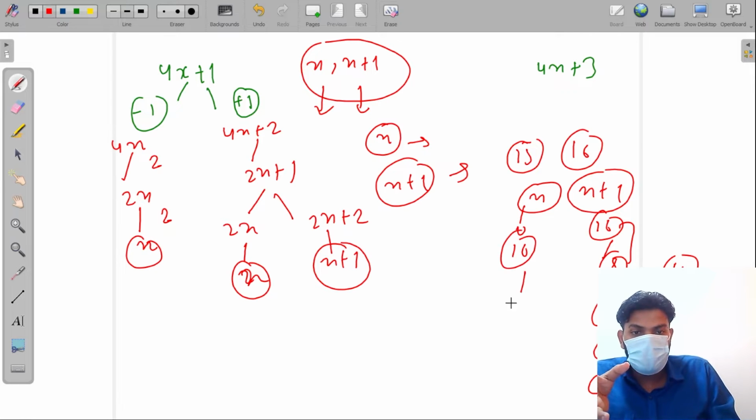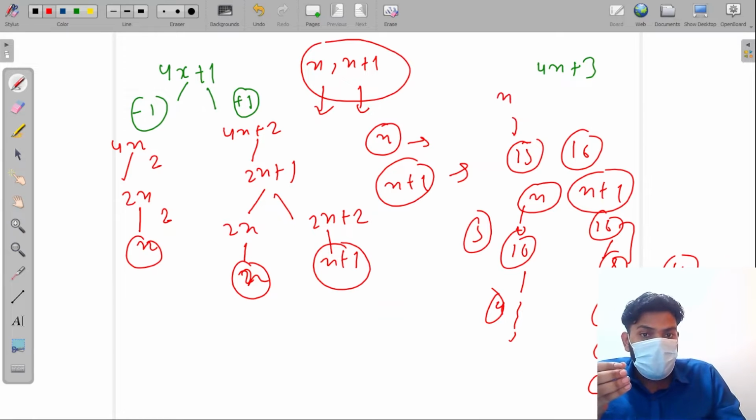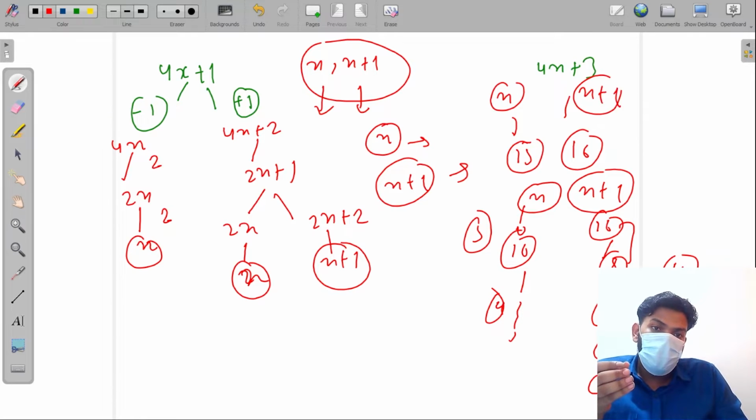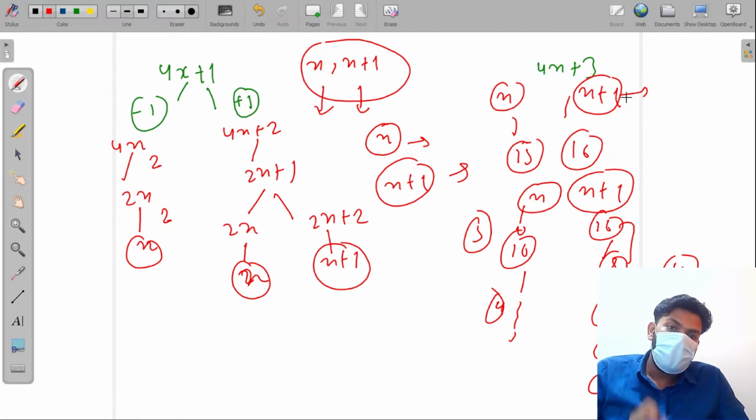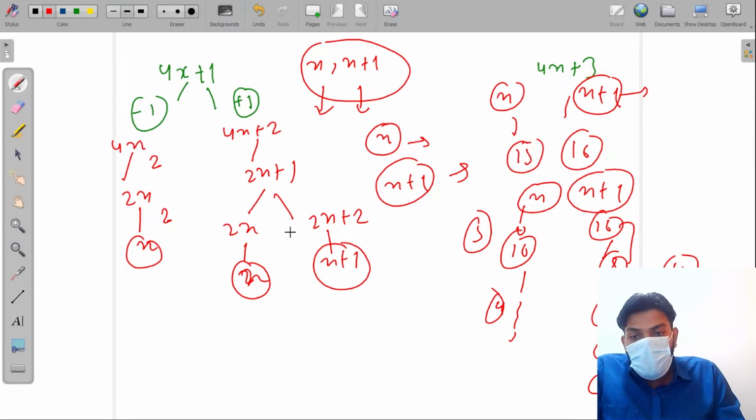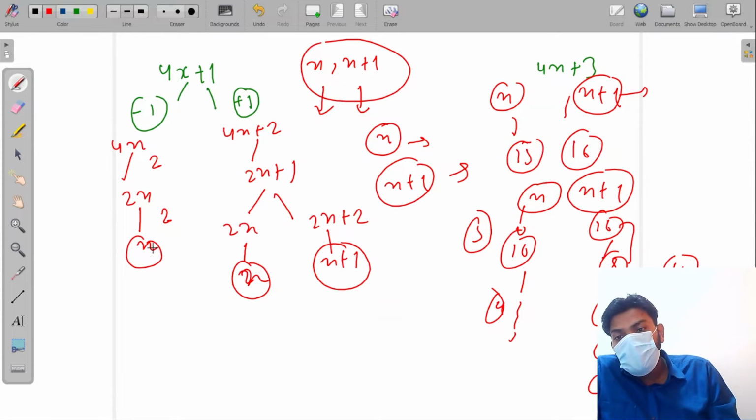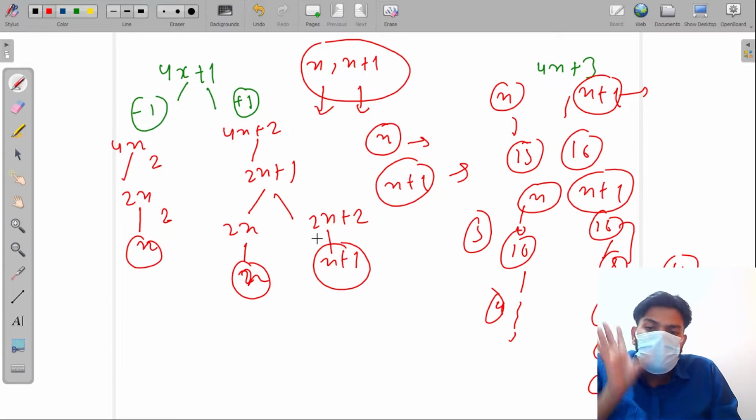Like it will take you to 16 first, and then 4 more steps, so it takes 5 steps. If this is x and this is x plus 1, then x plus 1 is advantageous as compared to x. So if x plus 1 is advantageous, then x is not advantageous. So when you reduce any number to x or x plus 1, either one can be advantageous.